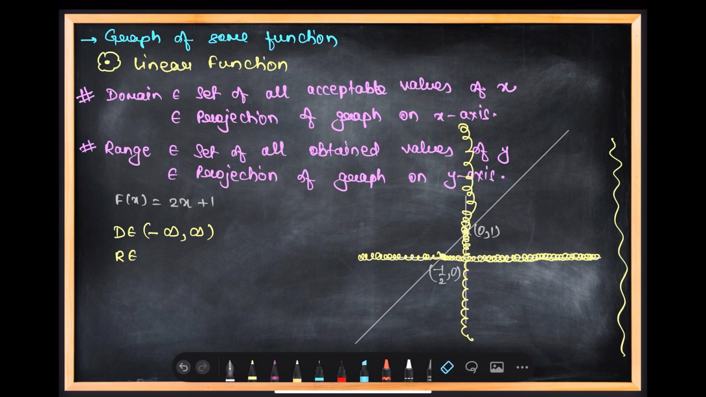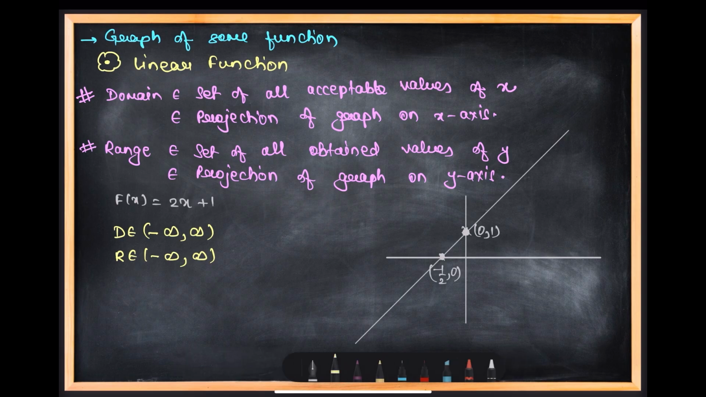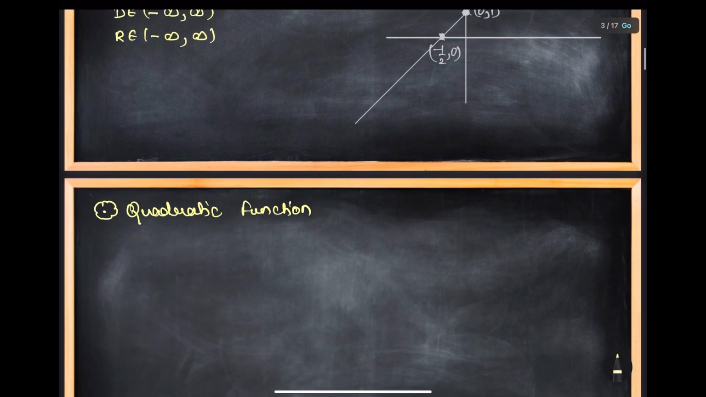So if you focus, you darken the whole y-axis, so it is again minus infinity to plus infinity. So this is the range and domain of the linear function. I hope this part is clear to you guys. Okay, now let's move on to the next function.